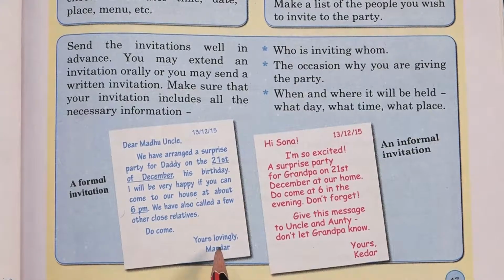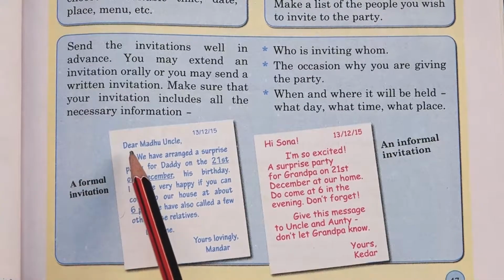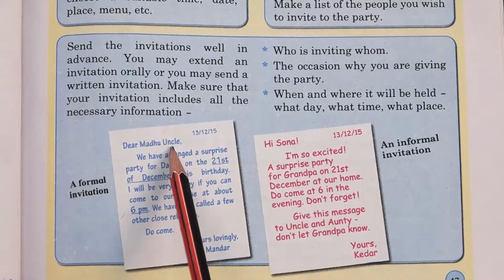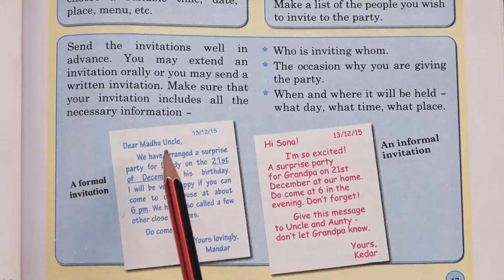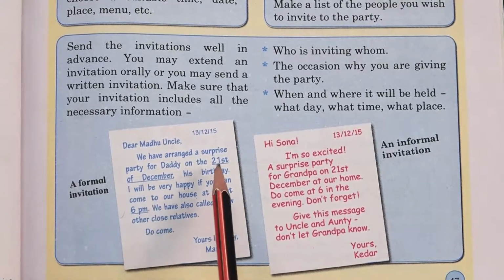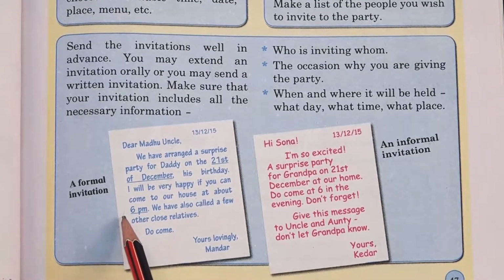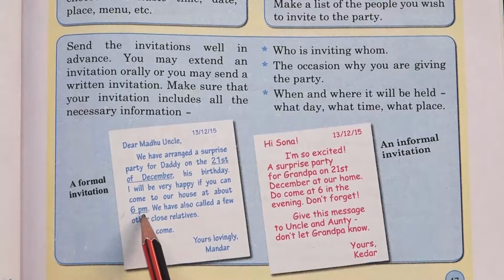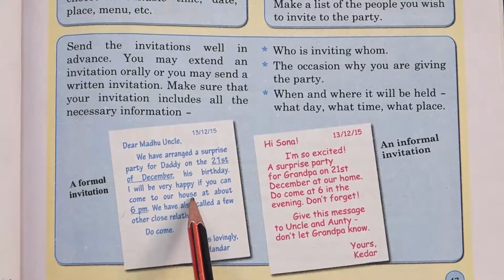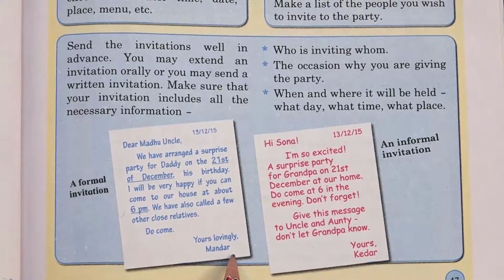Now let's see what information was given in this. Who we are inviting, the occasion, that is a birthday party, the date when we are inviting them, that is 21st of December, the time, that is 6 p.m. and the place, that is their house. And it is sent by Mandar.